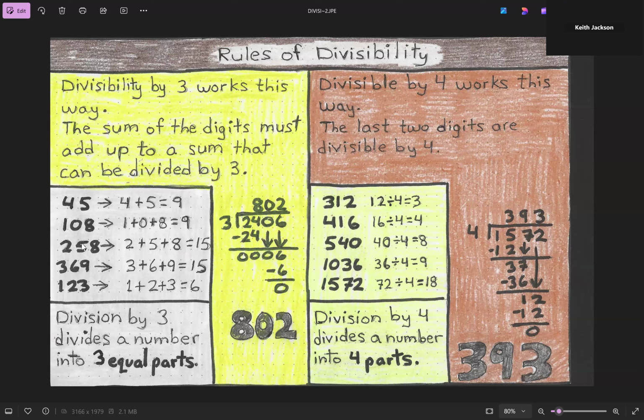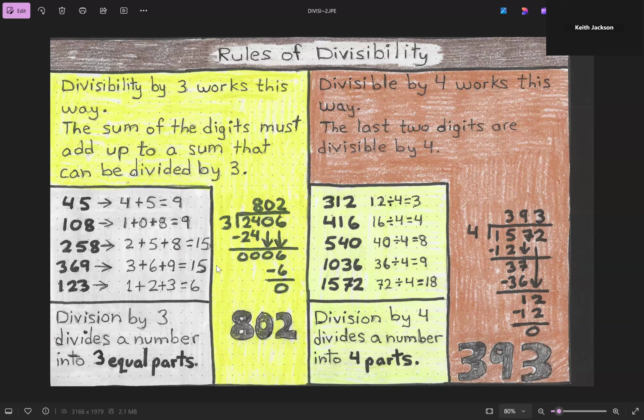Now let's take a look at 258, and when we add these digits together, we get 2 plus 5 plus 8, and the sum total will be 15. 369, 3 plus 6 plus 9 would give us 18... as you can see, they're divisible by 3. And we have 123. When we add those digits together, they come up to 6, and 6 is divisible by 3. That's all you have to do, is to make sure that the sum of these digits come up to a number that can be divided by 3.